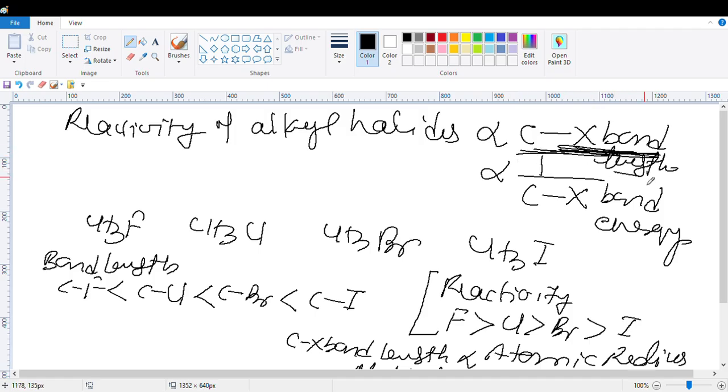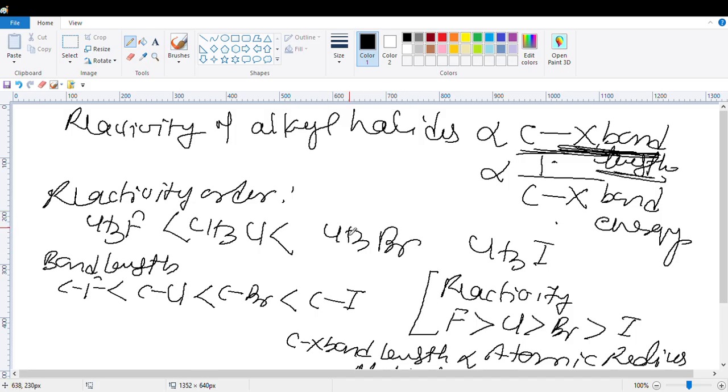As we know, reactivity is directly proportional to the C-X bond length. So longer the bond, lower will be the bond energy, that is the energy required to dissociate the bond. Longer the bond, lower will be the bond energy and higher will be the reactivity. So in this way, the reactivity order of alkyl halides is: methyl fluoride is least reactive, then methyl chloride, then methyl bromide, then methyl iodide is the most reactive alkyl halide.